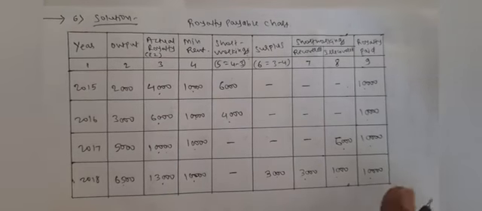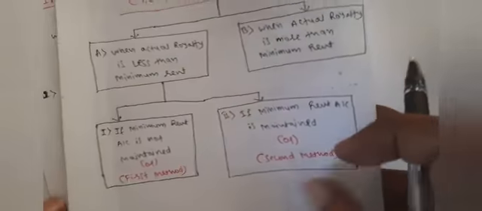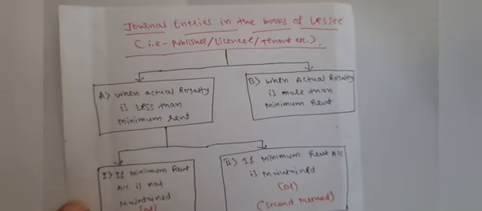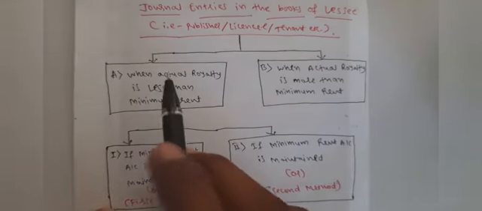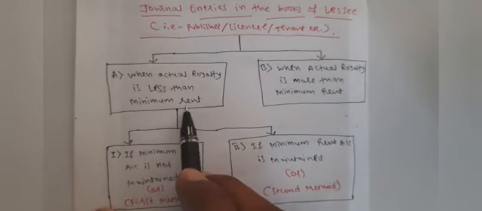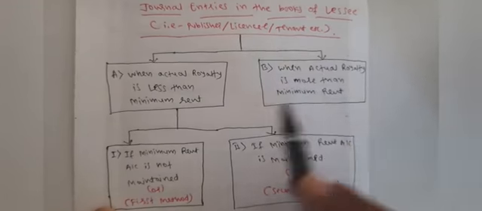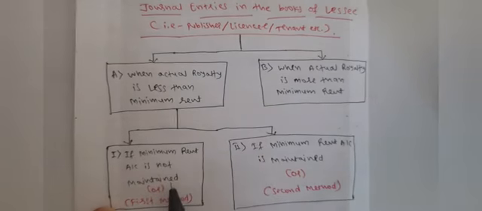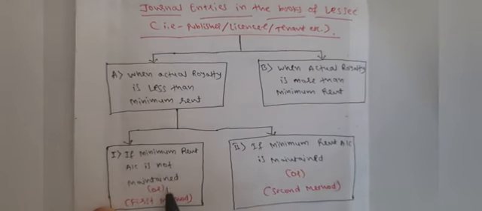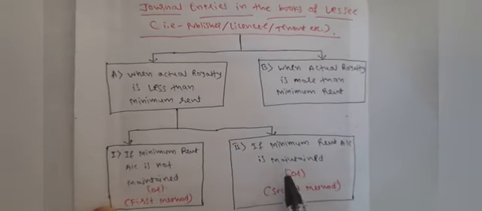Now in my last video, I told you about the journal entries, and let me briefly summarize this. Before passing journal entries, you have to confirm two things: whether actual royalty is less than minimum rent, or whether actual royalty is more than minimum rent. And when actual royalty is less than minimum rent, whether the minimum rent account is maintained or not maintained. These are the two separate conditions. And these are the journal entries.